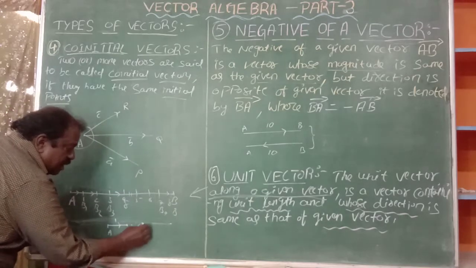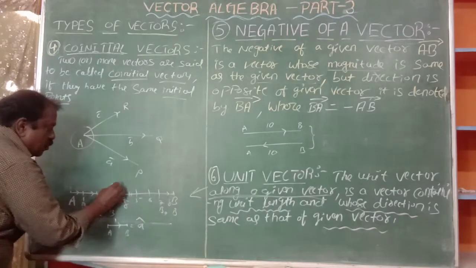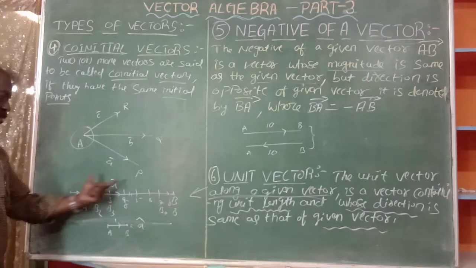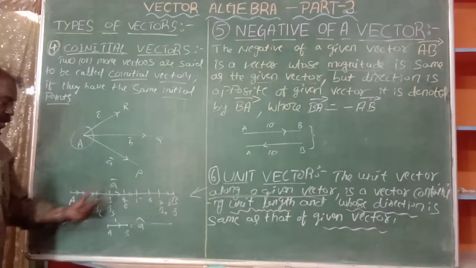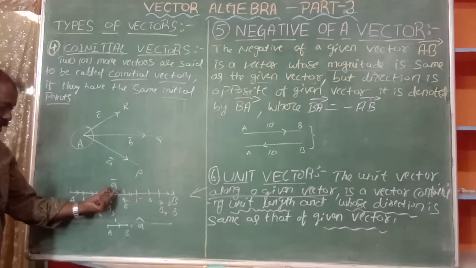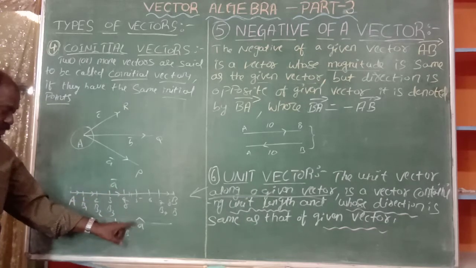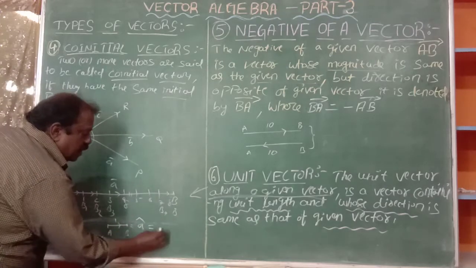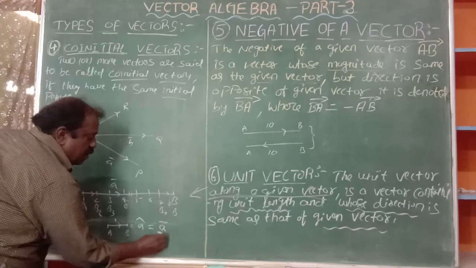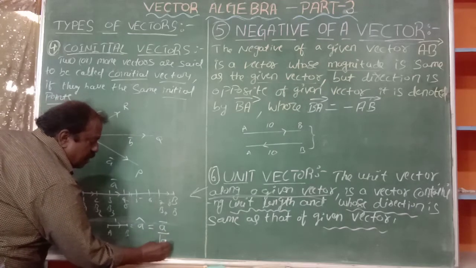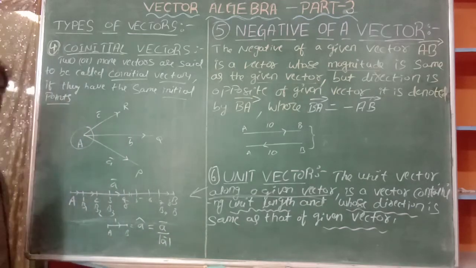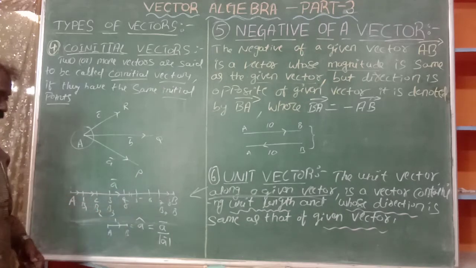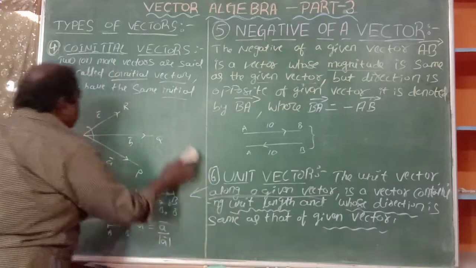It is called a cap. Suppose A bar is a given vector. A B bar, singly, it is A bar. Then A cap is the notation. A cap is a unit vector and it is defined as A bar by mod A bar. A bar by mod A bar. Wait. Try to understand it. Again, I will tell clearly.